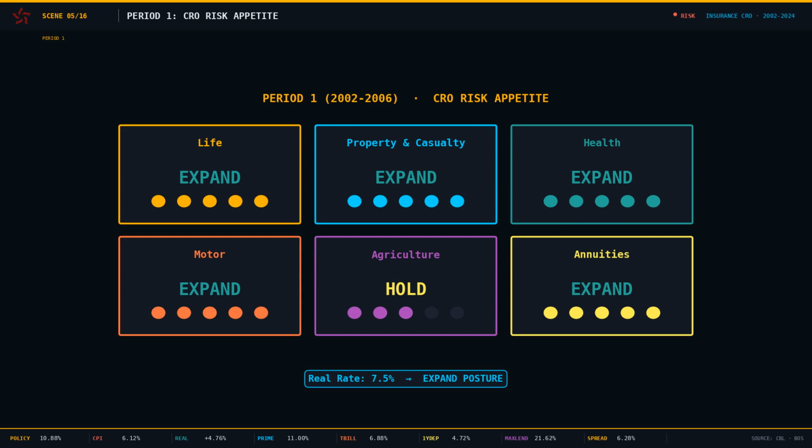Life insurance, expand. Long-duration liabilities are well covered by high-yield bonds. Property and casualty, expand. Real rate cushion absorbs claims volatility. Health, expand. Motor, expand. Agriculture, selective. Drought risk remains, but yield cushion covers it. Annuities, expand. The spread between bond yields and guaranteed rates is at its widest.